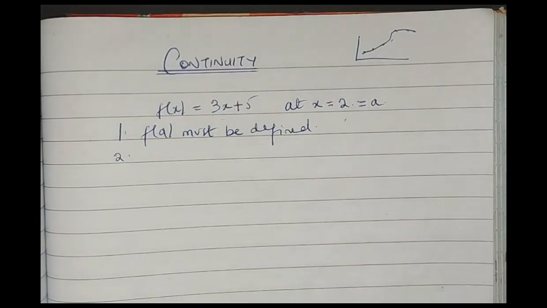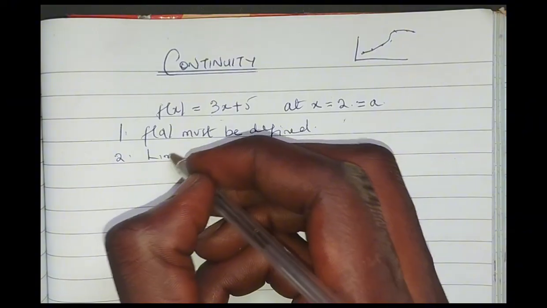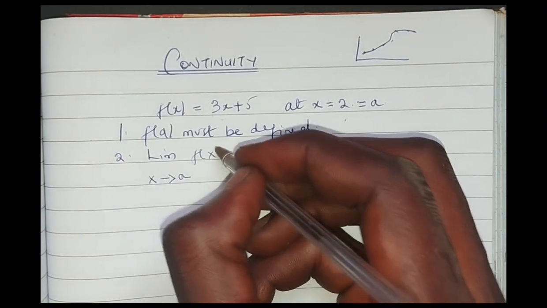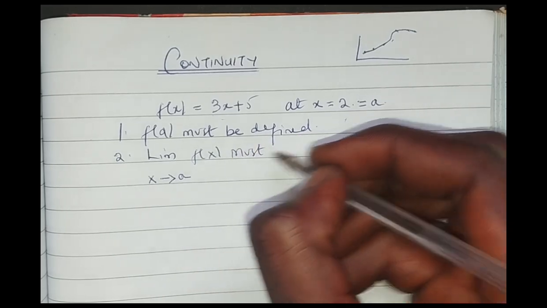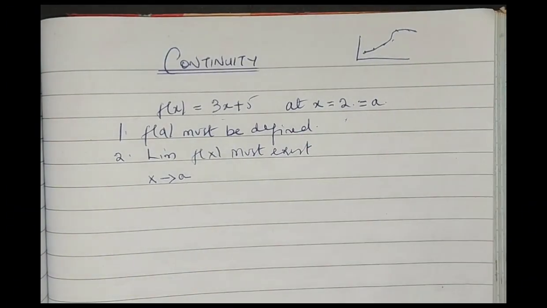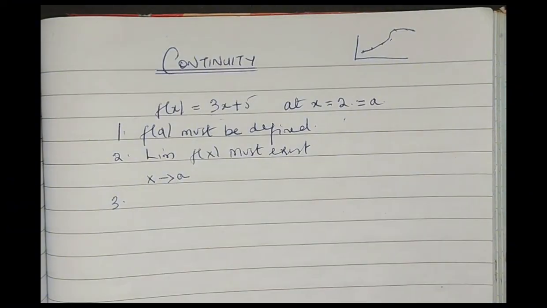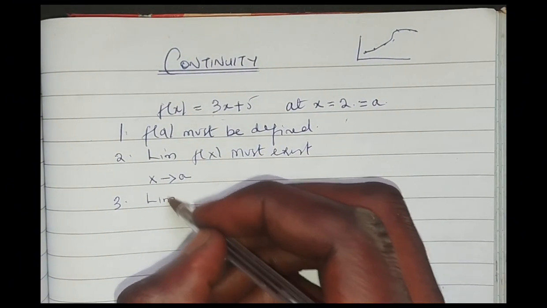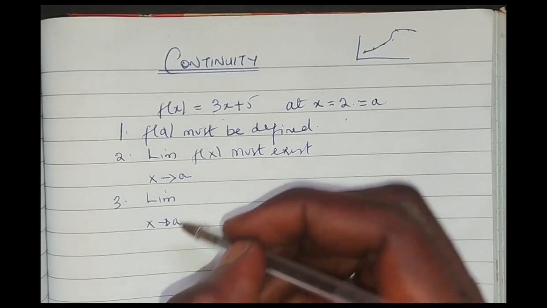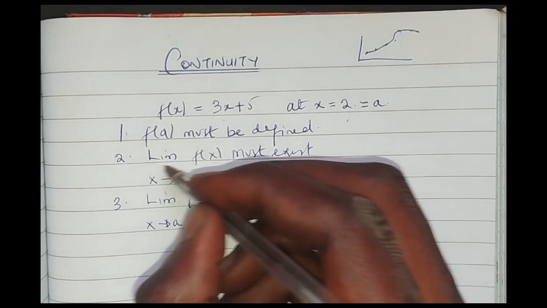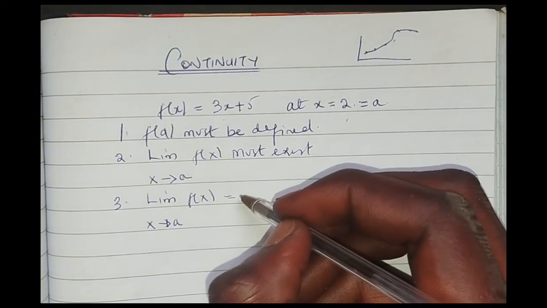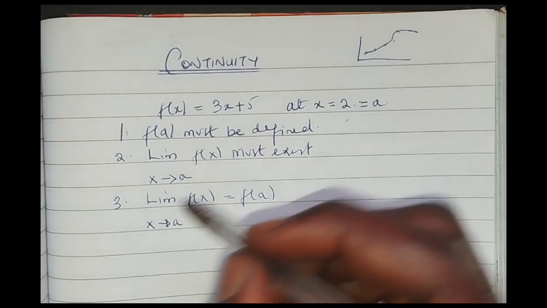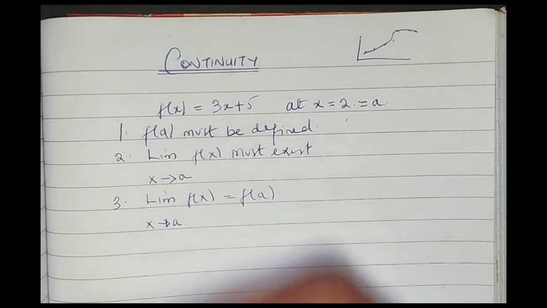Second, the limit as x approaches a of f(x) must exist. And the last property is that the limit as x approaches a of f(x) must be equal to f(a). If all these three conditions are met, then we can say this function is continuous.